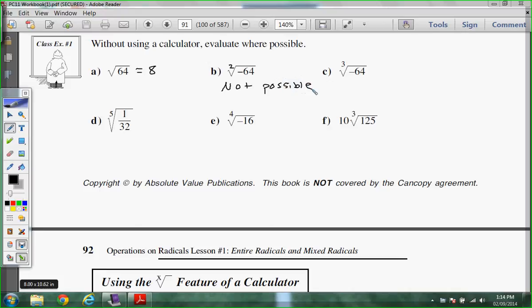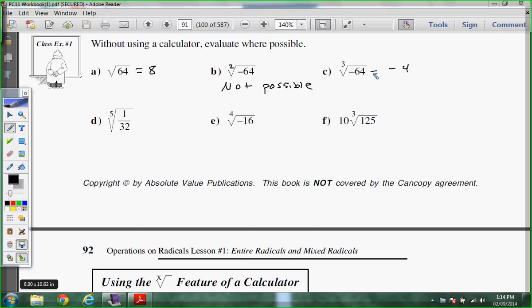But we can do this one because it's under an odd. All right. So what is the cube root of negative 64? Well, I know my answer is going to be negative. What is it? Negative 4. Good. So negative 4 is that one's answer. 64 was on your cube root list we just made.